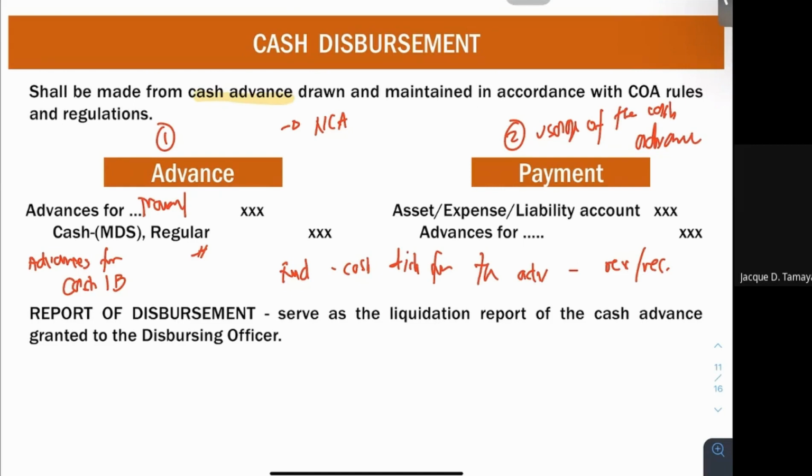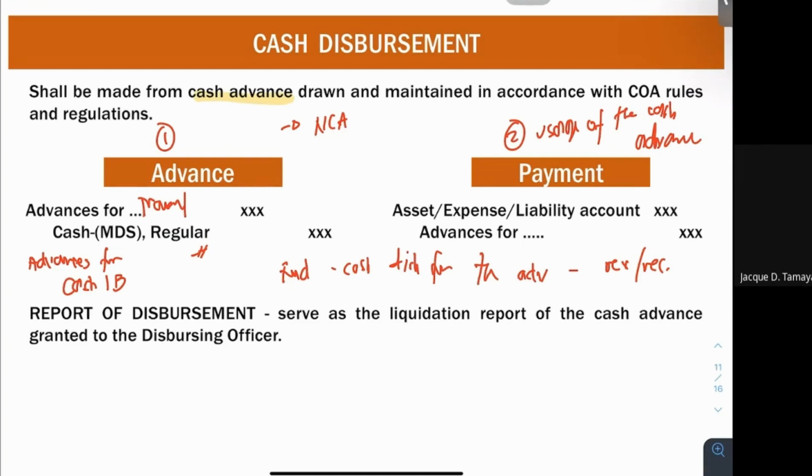So everything that we use for cash disbursement is treated as an advance, not as a fund. The exemption for this is your petty cash fund only. But generally, it is treated as an advance. So in our example, advances for travel instead of travel fund. And whenever we use that advance already, then we credit it. So you debit, let's say, your transportation expense and you credit the advances for travel. Okay? I hope we're clear as to your advance and your payment.